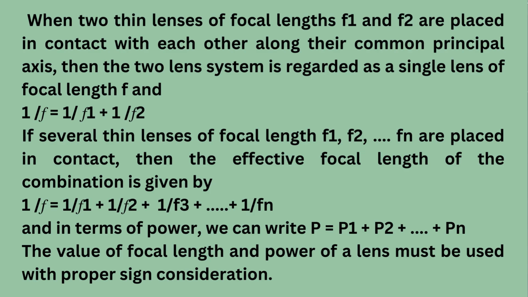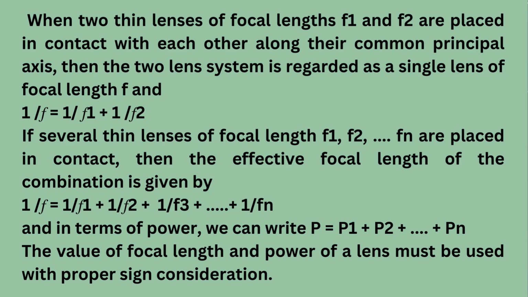When two thin lenses of focal length f1 and f2 are placed in contact with each other along their common principal axis, then the two lens system is regarded as a single lens of focal length f, and 1/f equals 1/f1 plus 1/f2.